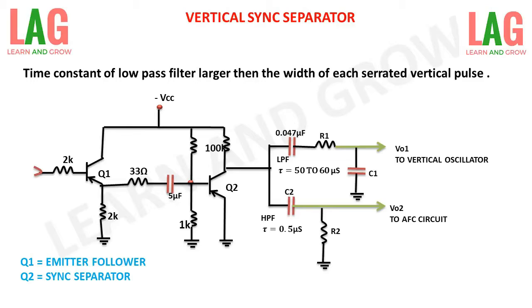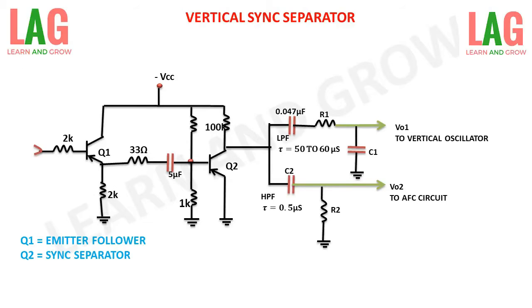The resistor and capacitor of the low pass filter should be selected in such a manner to produce the vertical synchronizing output that is given as an input to the vertical oscillator. Now we are concentrating only on the vertical sync separator, so we are eliminating the high pass filter circuit. So we have the low pass filter circuit in this diagram.